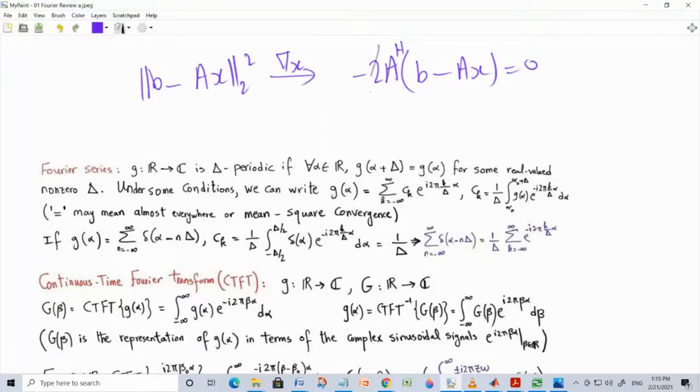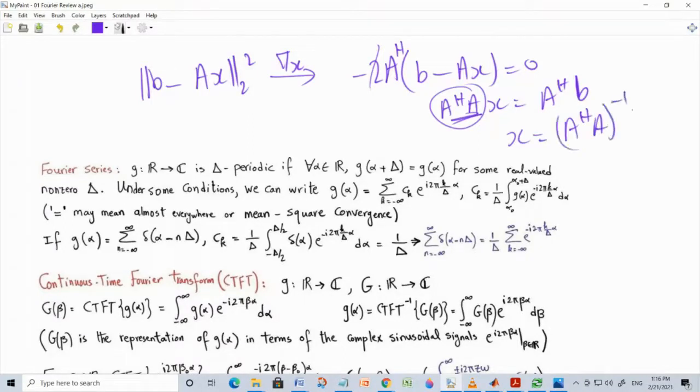Then the 2 and minus 2 can go away, and then you get this equation, and now this thing is invertible. This is a square matrix, and because A is full column rank, it is invertible. And so I can just write x is equal to (A Hermitian A) inverse A Hermitian b. So this is an expression for the pseudo inverse. You can show that this is exactly the Moore-Penrose pseudo inverse in the case that your matrix is full column rank, but it's nice also to know it.